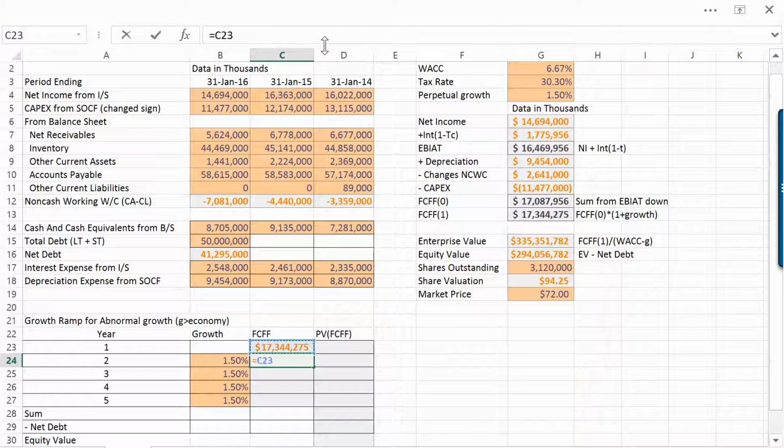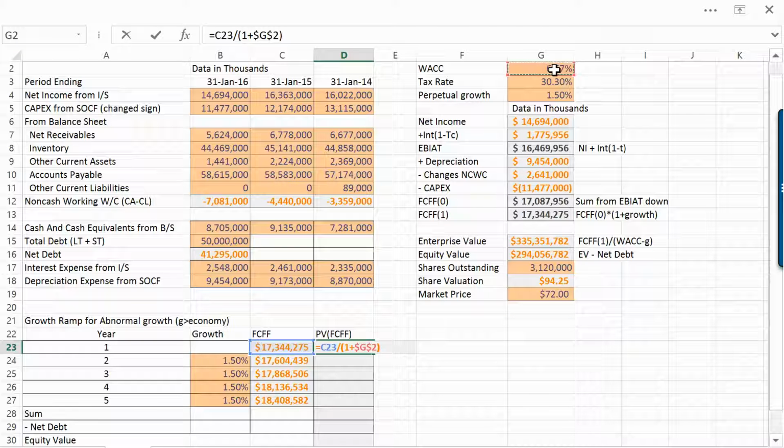Then it's going to grow, and let's just use 1 plus these 4 growth rates. I don't need to anchor those. So now let's just pretend it grows at 1.5% forever, just like I said it would. So the cash flows get up to 18,408. And then let's take the present value of cash flows. 1 plus WACC. I'm going to anchor WACC to the period.